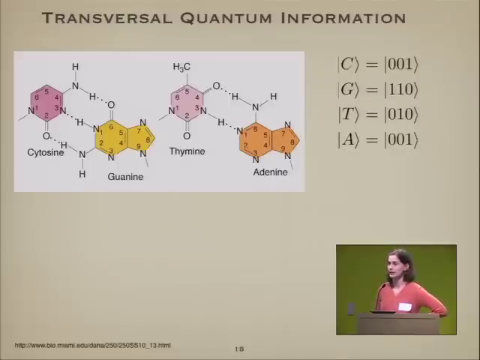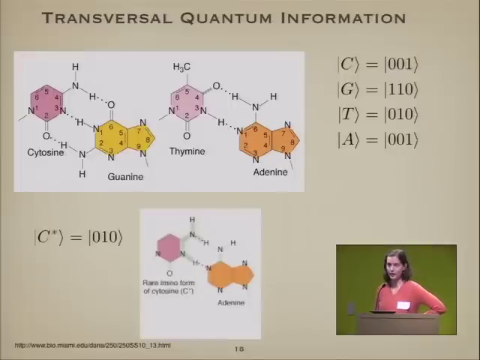So does this mechanism work perfectly? No. What can happen is that your cytosine goes into its rare form, which means that its proton tunneled to the second slot. That's allowed due to quantum mechanics. But then when we go to the lookup table of the encoding, this actually looks the same as a thymine.